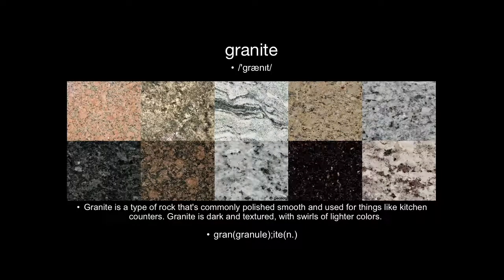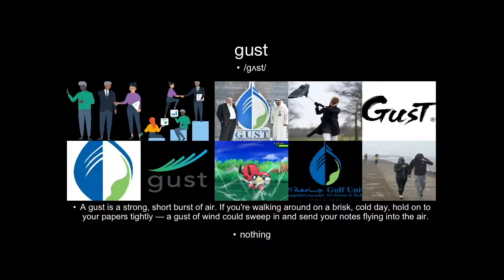Granite is a type of rock that's commonly polished smooth and used for things like kitchen counters. Granite is dark in texture, with swirls of lighter colors. A gust is a strong, short burst of air. If you're walking around on a brisk, cold day, hold on to your papers tightly. A gust of wind could sweep in and send your notes flying into the air.